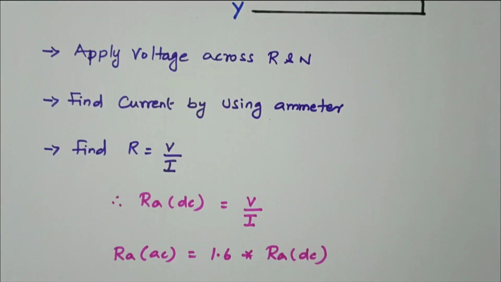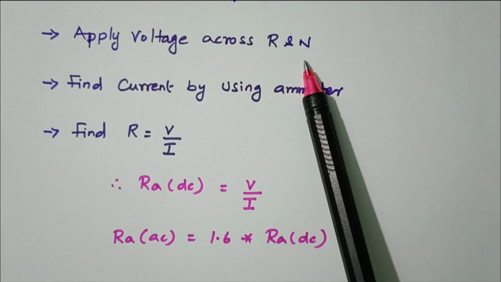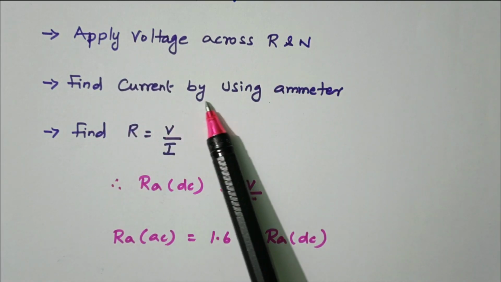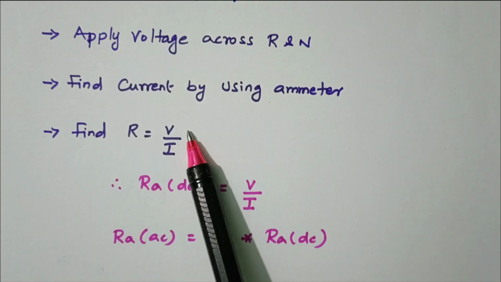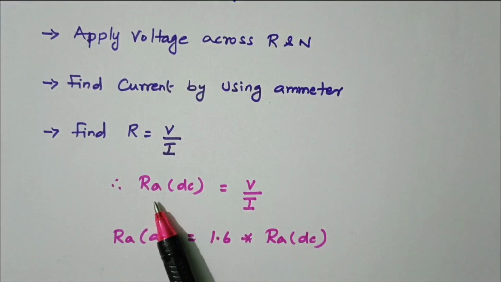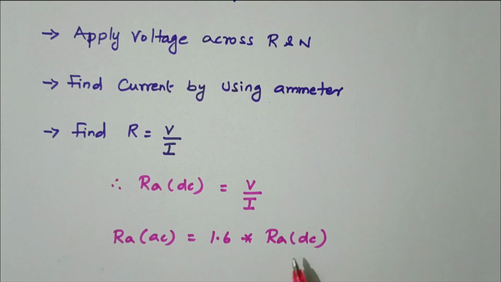Now we'll see the procedure. Apply the voltage across the phase R and neutral. Find the current drawn by the armature using the ammeter. From these two values we are able to find R equal to V by I, that is RA DC across the R phase, V by I. There is a relation between RA AC and RA DC, that is, RA AC is 1.6 times RA DC. So now we are able to find the armature resistance across R phase.